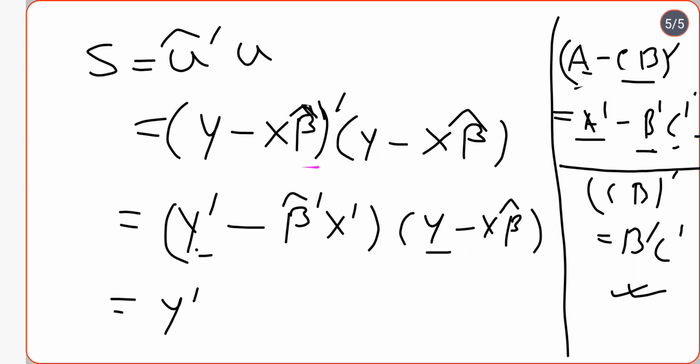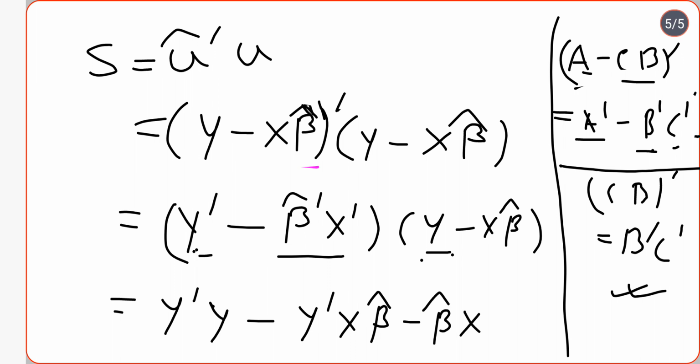If I multiply this y prime with this y, we will get y prime y. Then if I multiply this y prime with x beta hat, I am getting y prime x beta hat. Then if I multiply this minus beta hat prime x prime with y, I am getting minus beta hat prime x prime y. And lastly, let me erase it a little bit so that I may get a place to write it. Now, we have a minus minus plus, so beta hat prime x prime x beta hat.